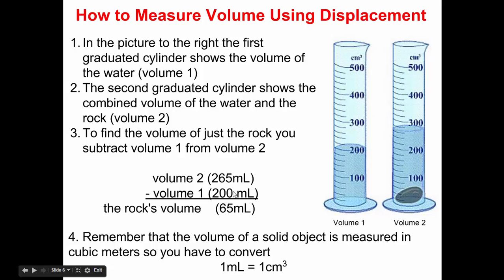Now, the only other thing to remember is that the volume of a solid object is always measured in cubic meters or cubic centimeters, so you have to convert. So 1 milliliter equals 1 cubic centimeter. So instead of saying 65 milliliters for the volume of the rock, we'd say 65 cubic centimeters.